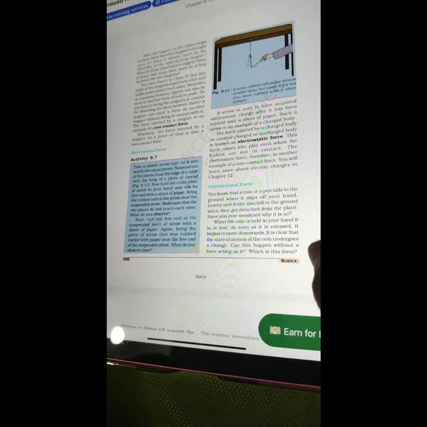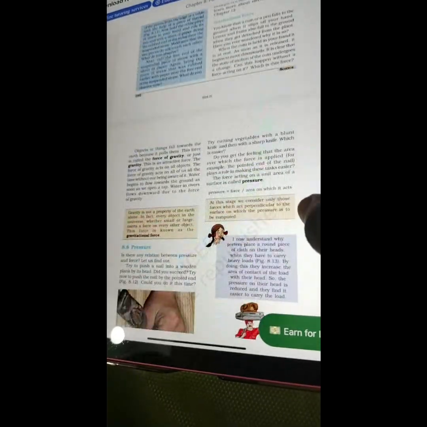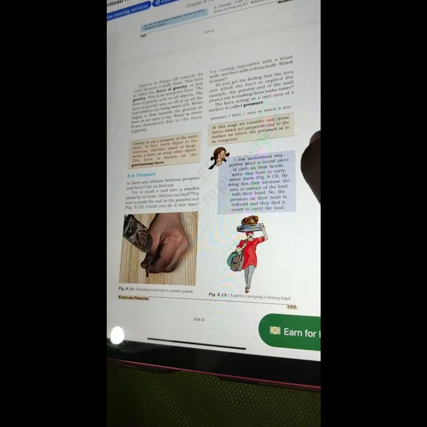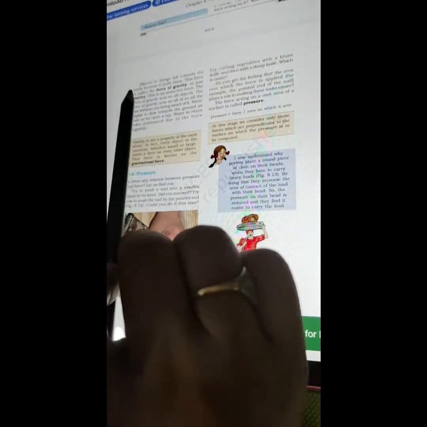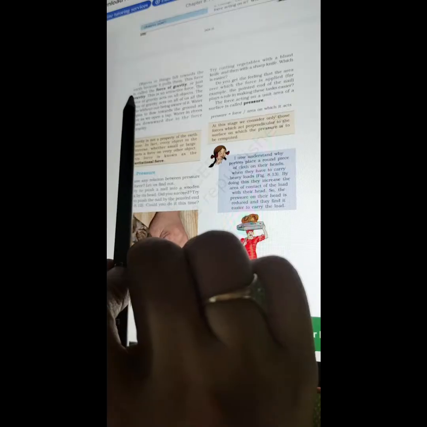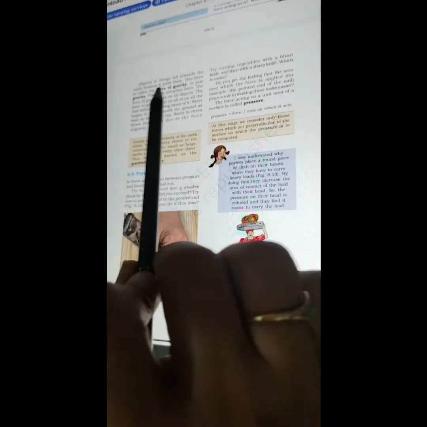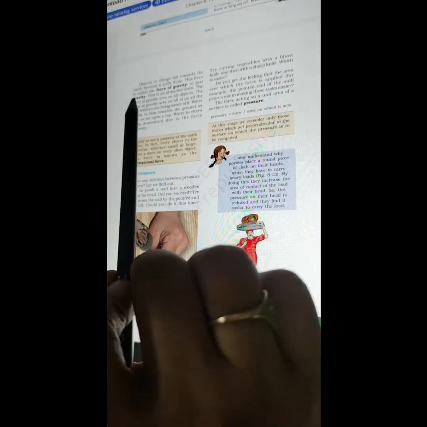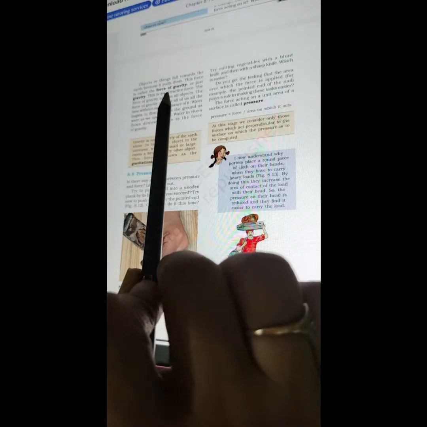It is clear that the state of motion of the coin undergoes a change. Can this happen without a force acting on it? Which is this force? Objects or things fall towards the earth because it pulls them down. This force is called the force of gravity or just gravity. This is an attractive force.